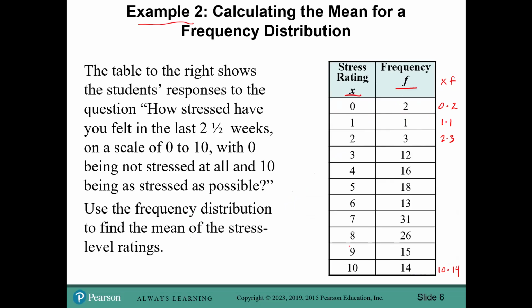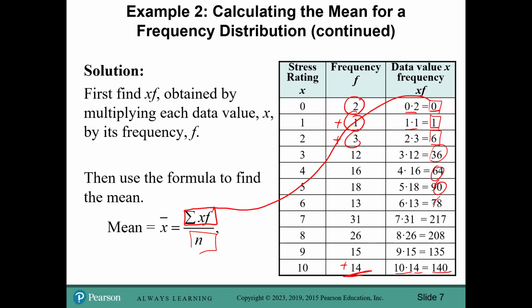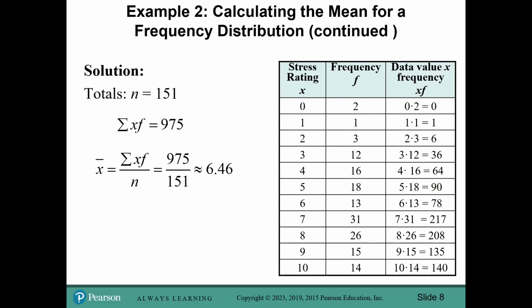So we would have to add those by hand. Okay. So there's 151 altogether. If I've added all these together, that's 151. If I add all of these values together, that ends up being 975. So I'll take that 975, divide it by 151, and on average, I get 6.46.